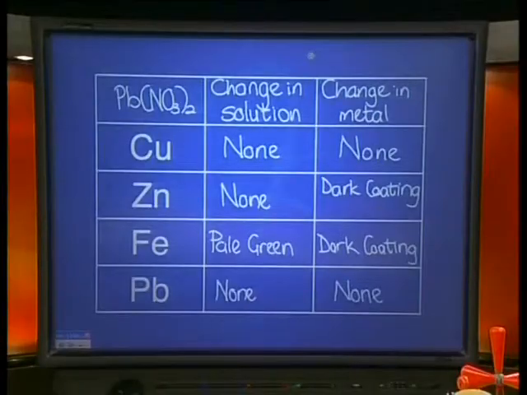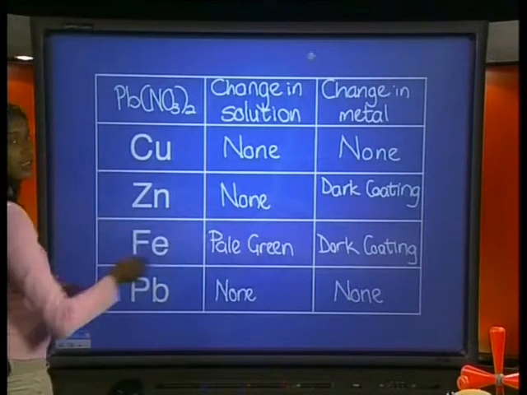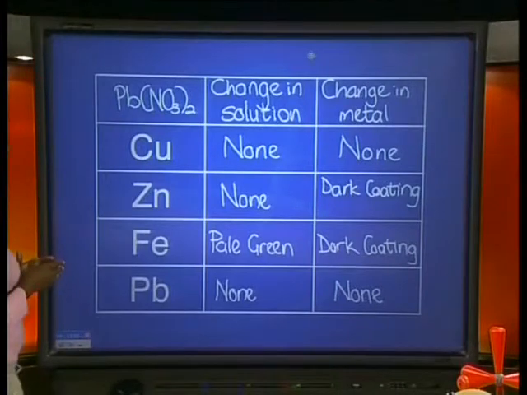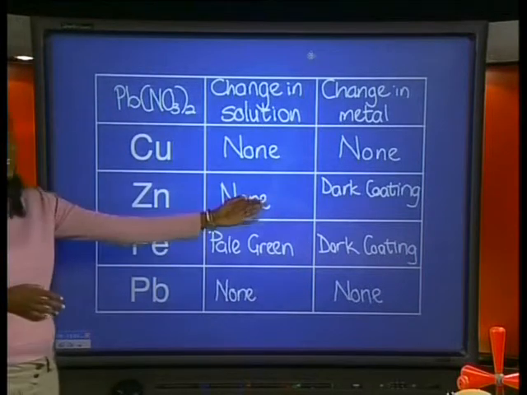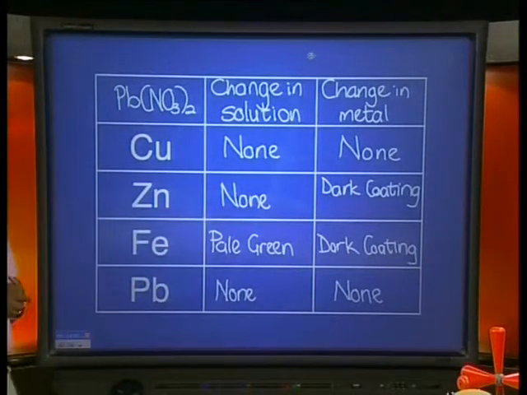Let's analyze them together. We know that in a displacement reaction, a more reactive solid metal pushes out the metal in solution to form a new metal salt solution. The displaced metal is deposited as a solid metal. So this dark substance we saw must be solid lead, displaced during the reaction.